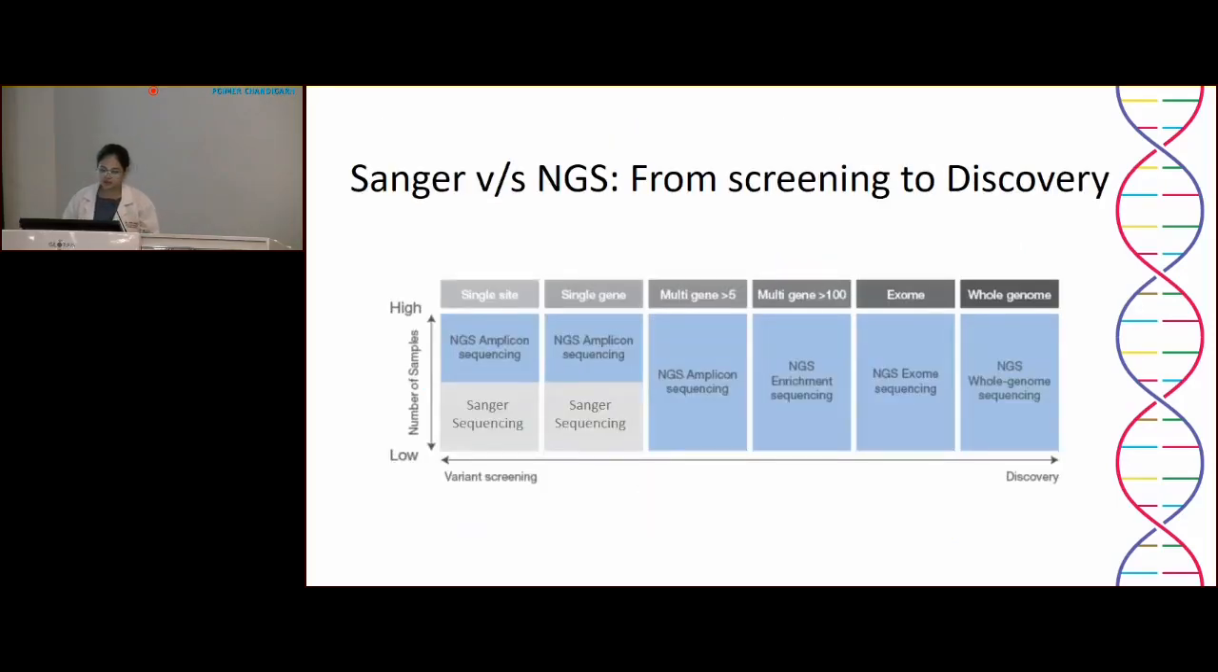So once again, going back to compare with NGS, the discovery power and the number of samples can be increased from Sanger to gene panels to exome to NGS.